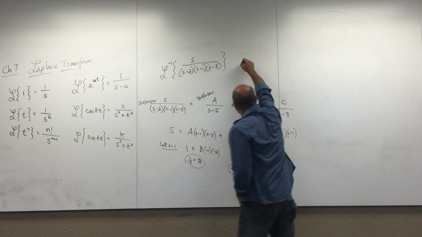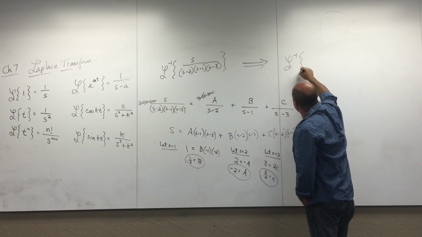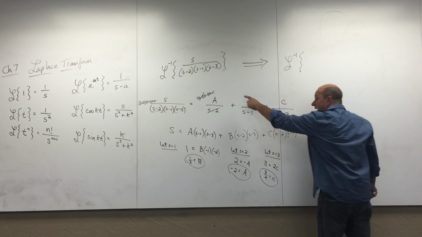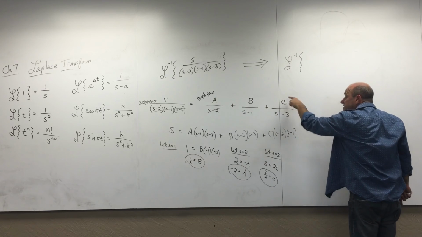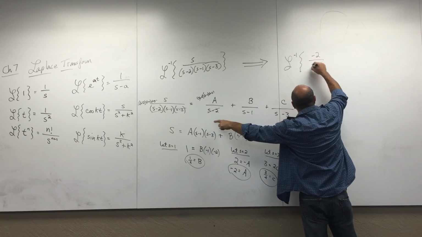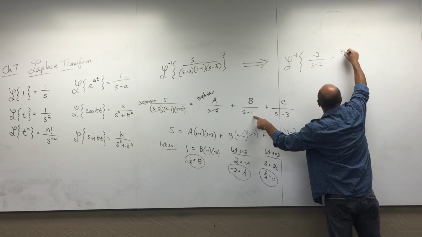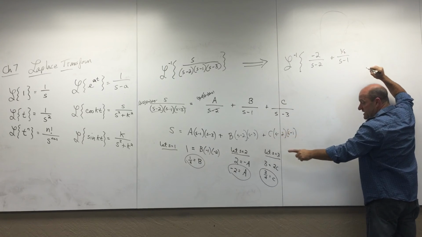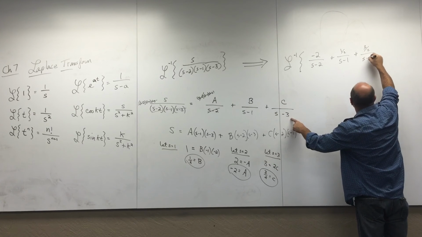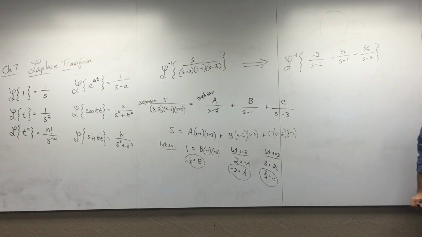So what you just did was you decomposed this fraction so it has a lot different look now. Instead of s over that common denominator, it is A over this, B over this, and C over this. A is a negative 2 over s minus 2. B is a 1/2 over s minus 1. C is a 3/2 over s minus 3. And you can do the Laplace inverse. These are the easiest little guys you've ever done.